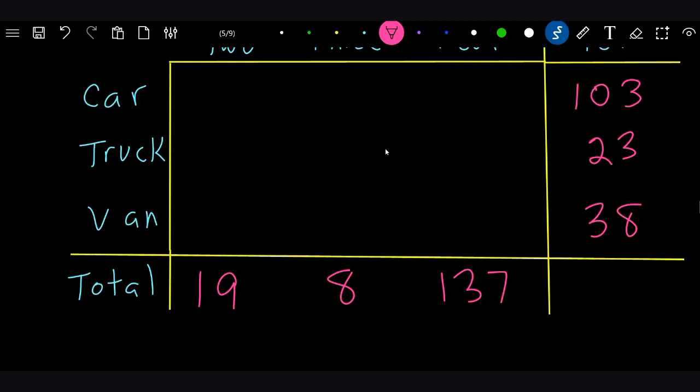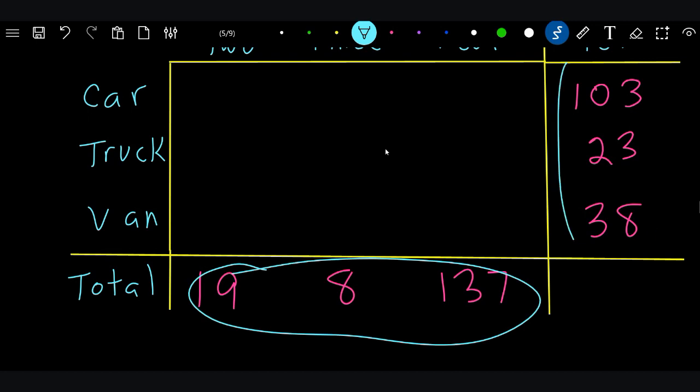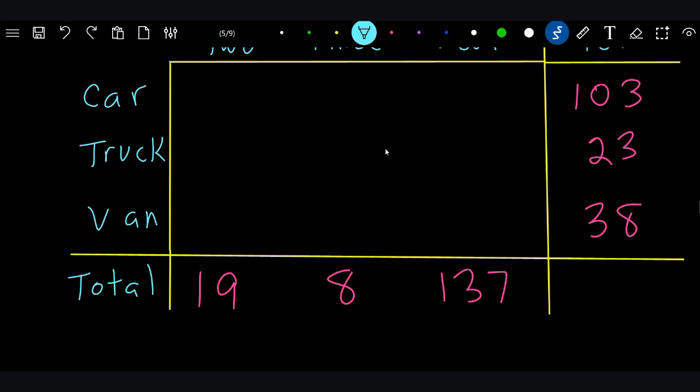This box right here, what it's doing is adding up these and adding up these, and they should add up to the same number. Why? Because we just evaluated the cars two different ways. So when we add this up, what do we get? 103 plus 23 is 126, plus 38, 164. So when we added this group, we got 164.